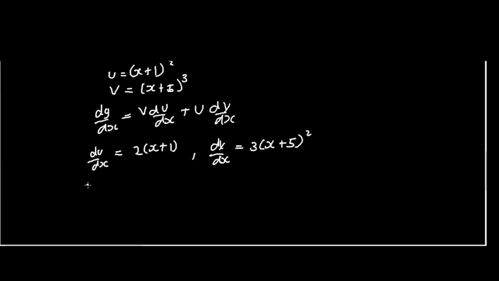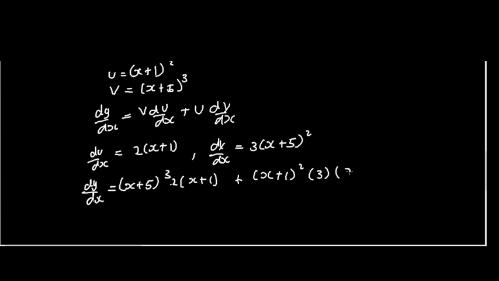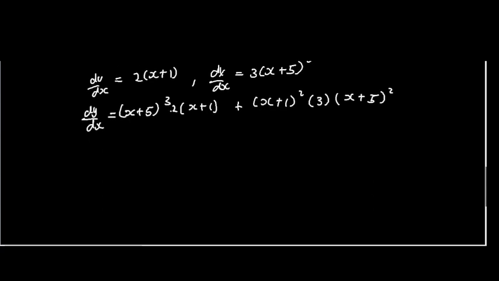So you have du/dx and then you have dv/dx. Then let's substitute it into this formula. We shall have dy/dx being equal to v, which is (x plus 5) to power 3, then du/dx, and our du/dx is 2 into (x plus 1). Then plus u, which is (x plus 1) squared, then dv/dx, which is 3 into (x plus 5) squared. Alright, like that.